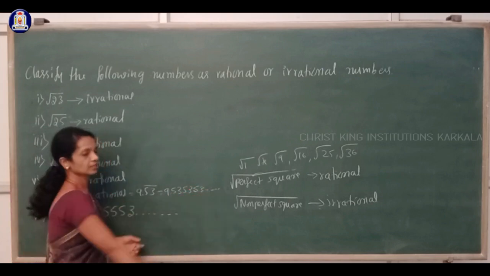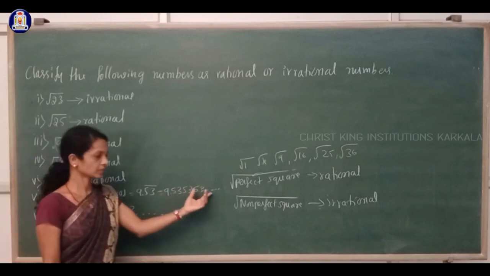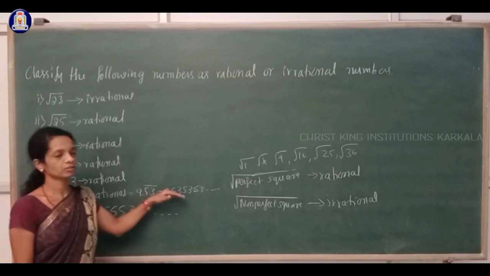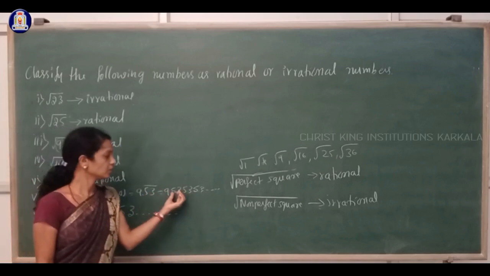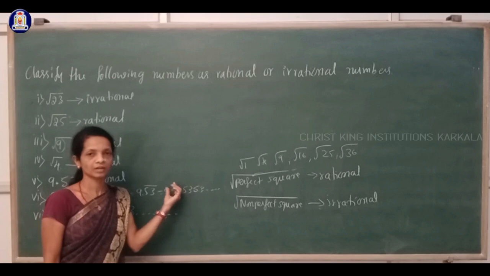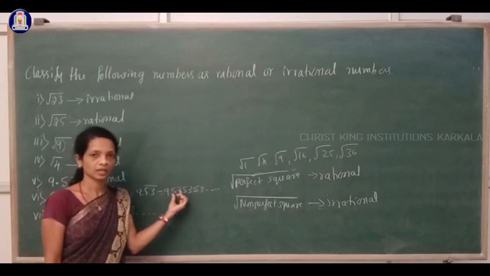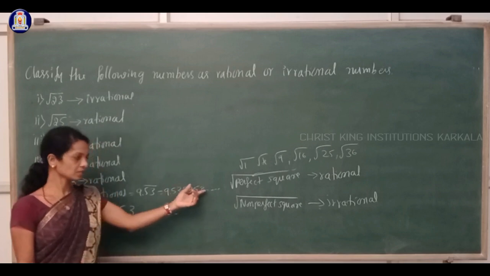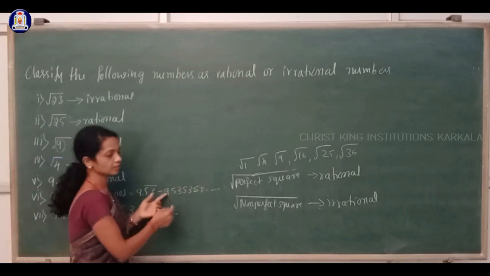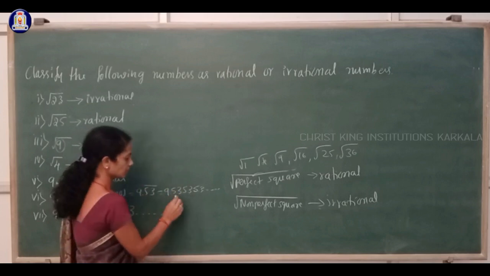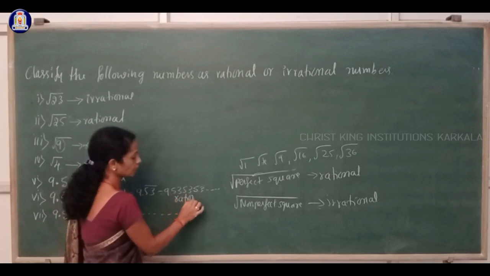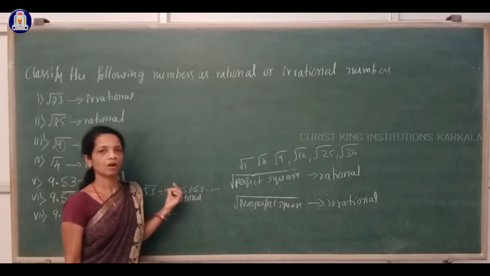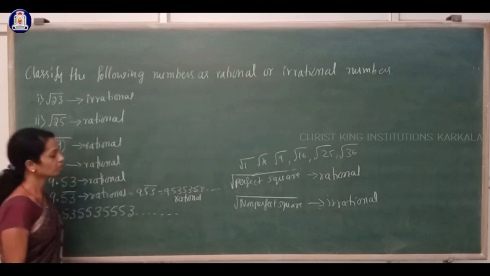Here you can see the etc symbol. If the etc symbol is there after the decimal point, then how do we identify it as rational or irrational? You have to see how the digits are repeating, whether they are repeating in the same order, the same type. If they are repeating in the same type, that is rational. Here the etc symbol is there, and you can see after the decimal point the digits are repeating in the same type. So this is a rational number. If digits are repeating in the same type after the decimal point, that is a rational number.